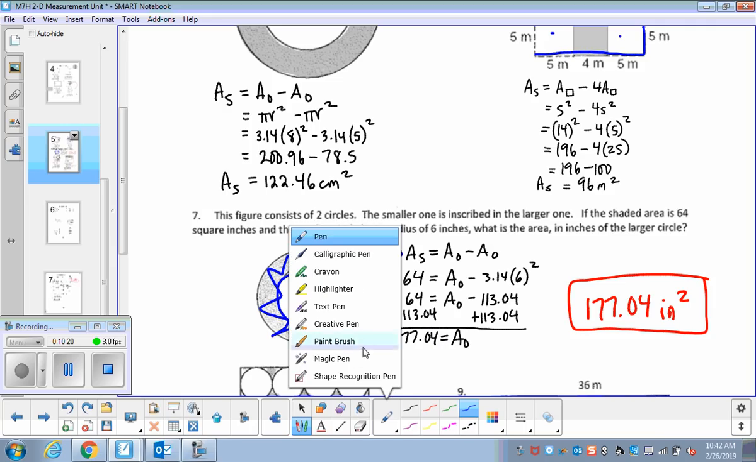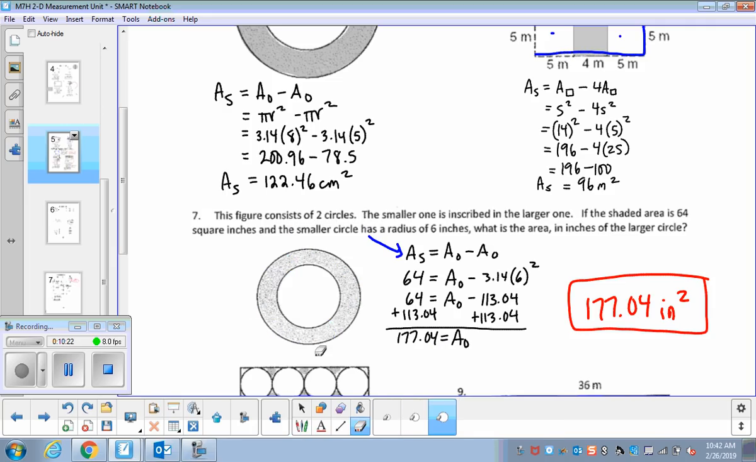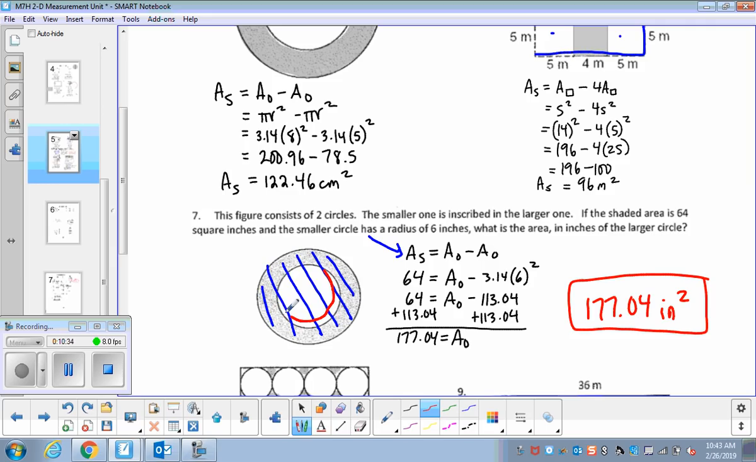So again, from the top, what we're saying is that if this thing had a total area of 177.04, so across the whole thing, it's 177.04, and you then subtract this circle, which had an area of 113.04, then the shaded region, which is here in purple now, that leftover part would be the 64 that they gave you in the problem. So this one, in my opinion, is one of the trickier problems so far.